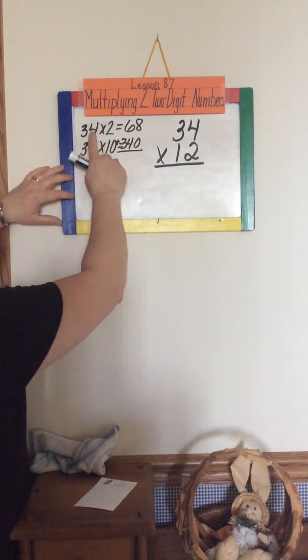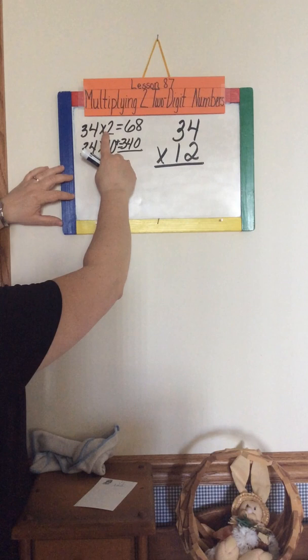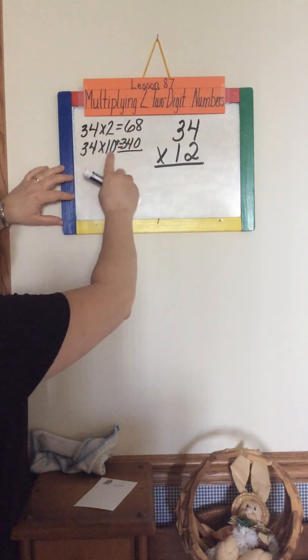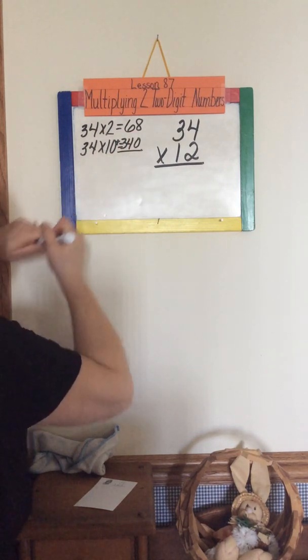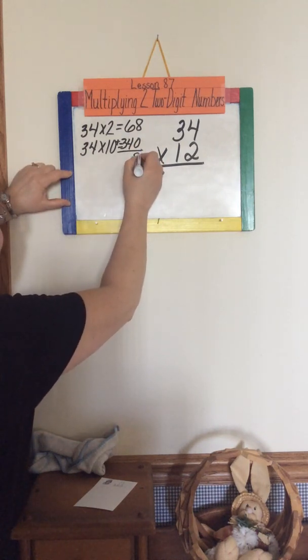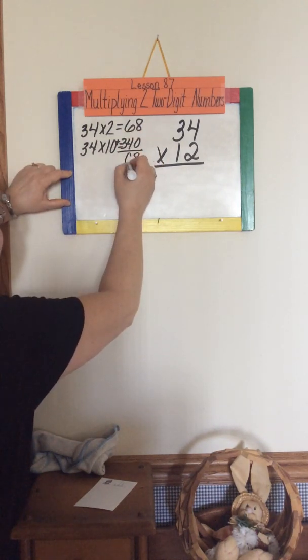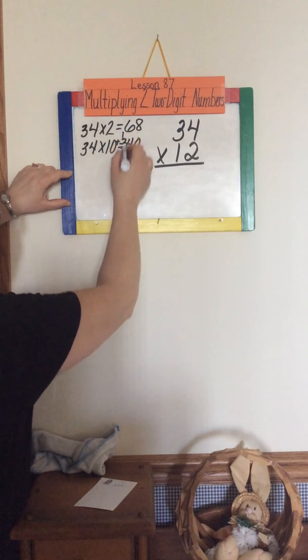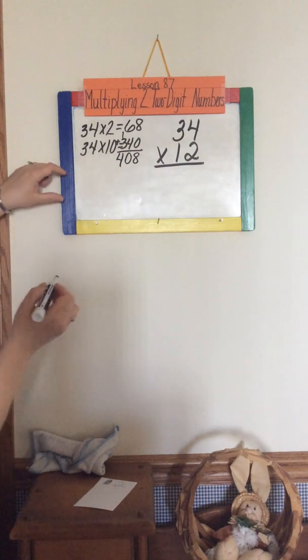So we can actually do 34 times 2 is 68, and 34 times 10 is 340. And if we add those together, 8 plus 0 is 8, 6 plus 4 is 10, and 3 plus 1, carry the 1, is 4. We should come up with 408.